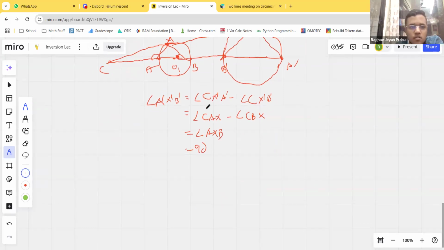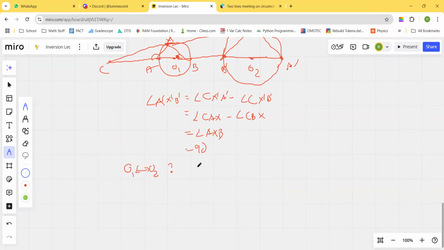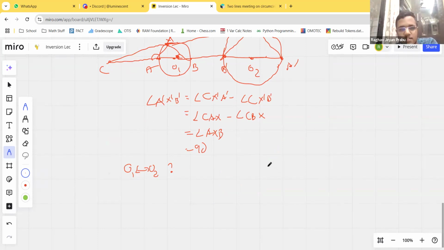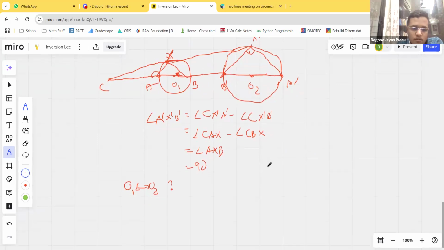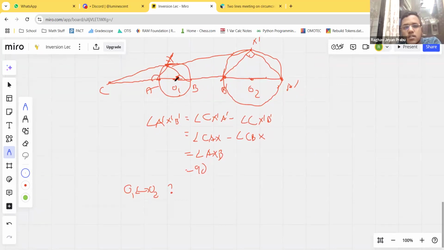Okay. So does this imply that the center O1 will map to O2? Thus, there will be a change in the ratio of the radius. Okay, so yeah, there will be a change in the ratio of the radius, and in fact, you can also try to calculate it afterwards. We'll also be discussing what happens to lengths in an inversion. So what do you think? Will the centers swap with each other?